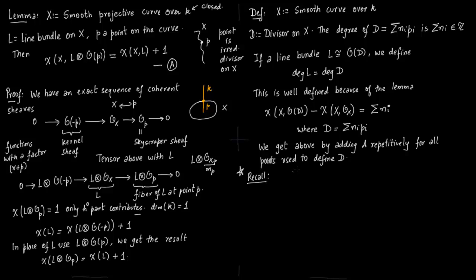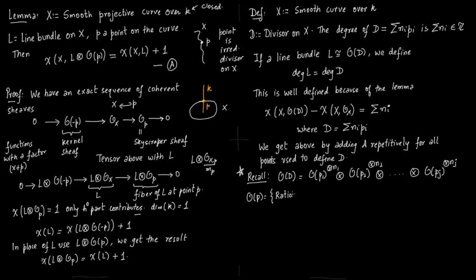Now just to recall, to make life easy, this O of D is actually given as O of P1 tensor N1, O of P2 tensor N2, and so on. So you could even use this directly. In fact, Hartshorne uses this directly and you get the result. I think the better proof is in Hartshorne, which uses this O of D directly, and then you don't have to add up every time.